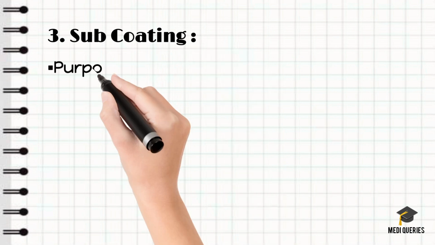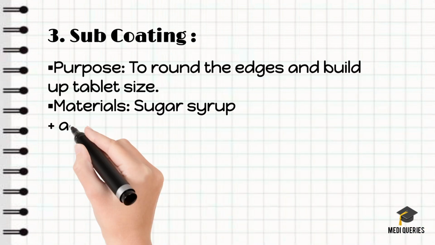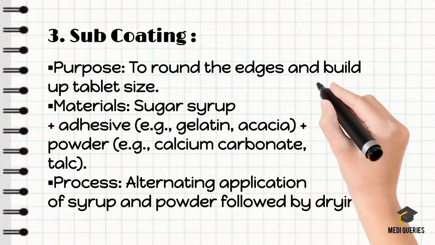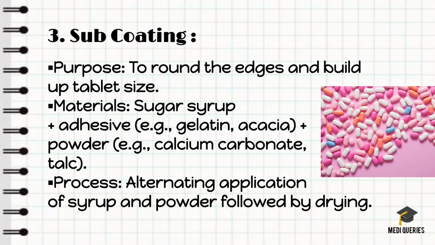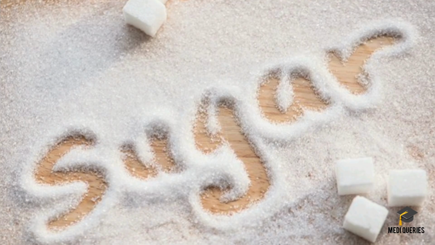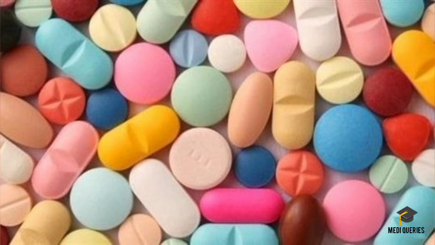And the next step is the subcoating. In subcoating, several coats of sugar and other materials such as gelatin and acacia are given to round off the tablets and to help build up the tablet size. Several coats of concentrated syrup containing acacia or gelatin are given. After each addition of the syrup, dusting powder is sprinkled. What is this dusting powder? It is a mixture of starch, talc and powdered acacia. The dusting powder does not allow the tablets to stick with each other. That's why we sprinkle the dusting powder after each addition of the syrup.